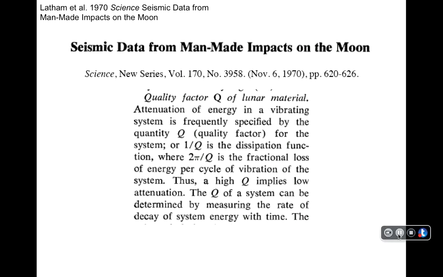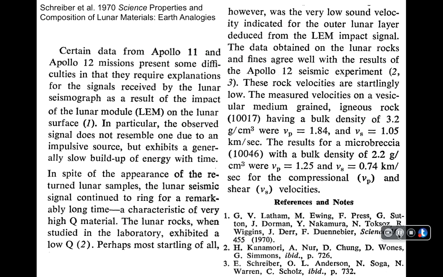Okay, hopefully that all makes sense. So basically, a high Q means a low seismic attenuation. We have these long, ringing seismic vibrations that suggest a high Q. Okay, the problem we have is that the lunar rocks, when studied in the laboratory, had a low Q.